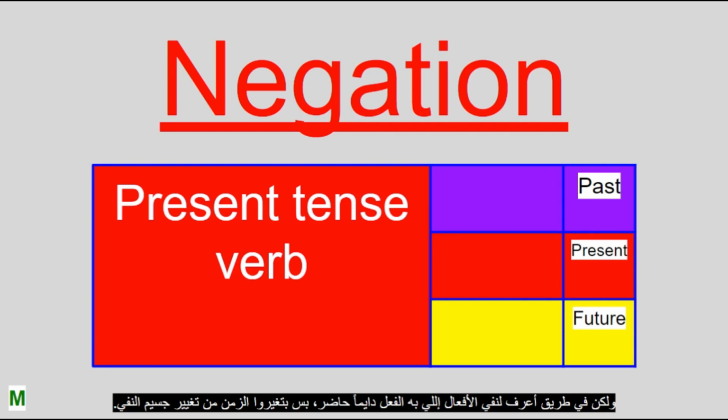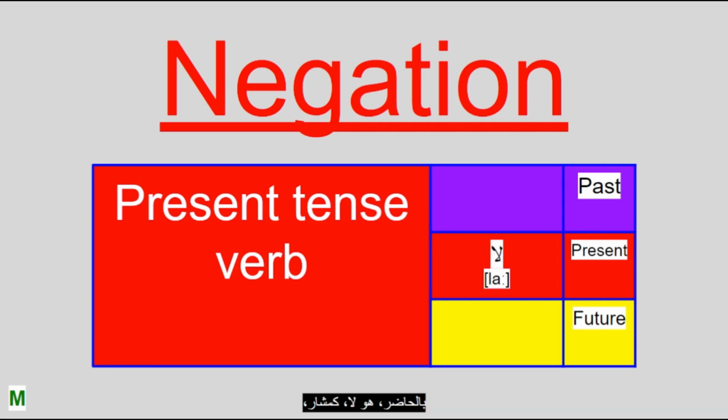However, there's a more popular way to negate verbs in which the verb is always present tense, but you change the tense by changing the negative particle. In present, it's la, as mentioned, but in past tense, it's lam, and in future tense, it's len.